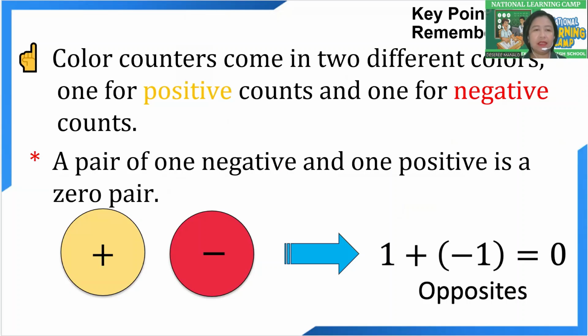Okay, so we can add integers with the use of these color counters. Color counters come in 2 different colors, one for positive counts and one for negative counts. A pair of 1 negative and 1 positive is a 0 pair. So, yellow is positive, red is negative. If we combine 1 plus negative 1, it is 0. The sum of any opposite integers is 0.